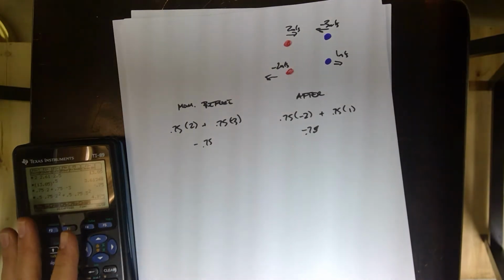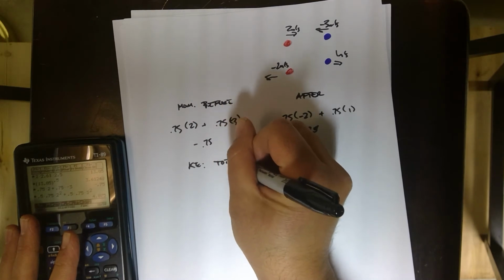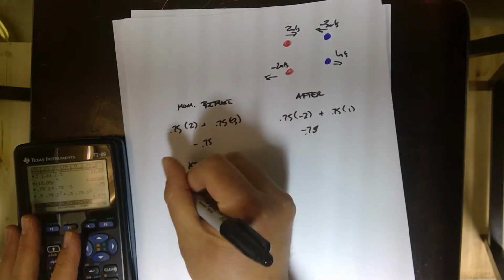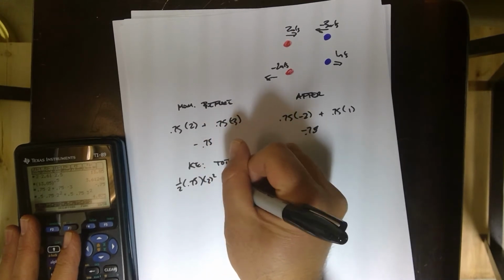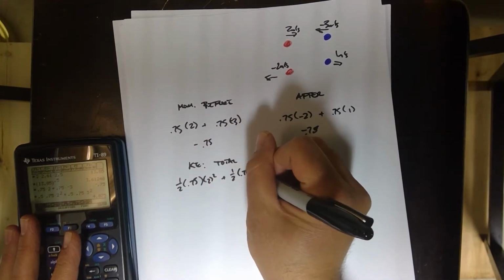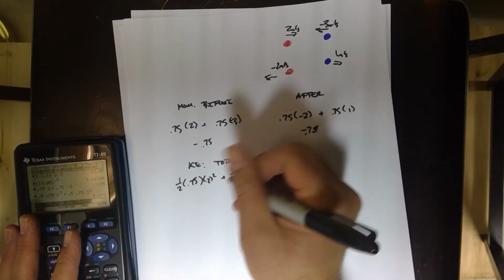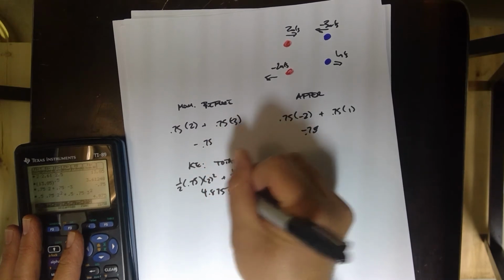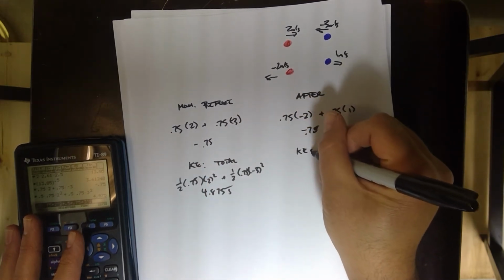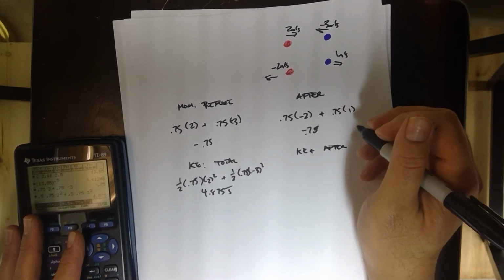But let's look at the kinetic energy numbers here, because this is going to be different. The total kinetic energy here is going to be 1/2 times 0.75 times 2 squared, plus 1/2 times 0.75 times negative 3 squared. And again, what we should get is 4.875 joules. Now let's look at it after. Not going to be the same this time. We're actually going to lose kinetic energy here.